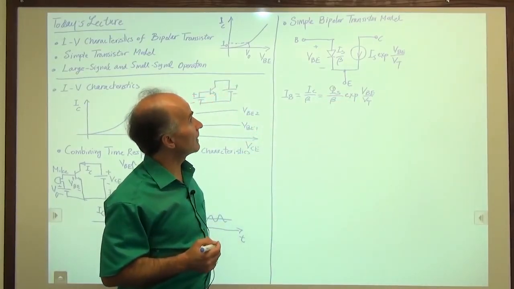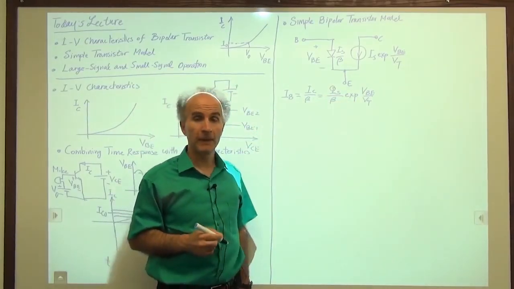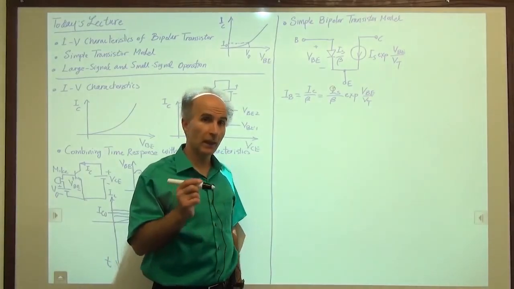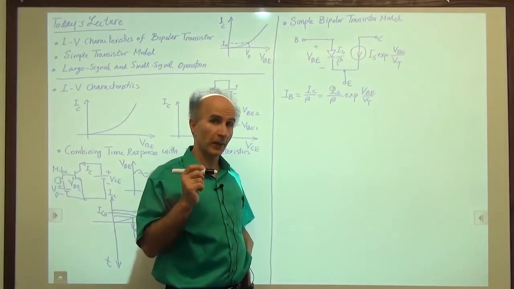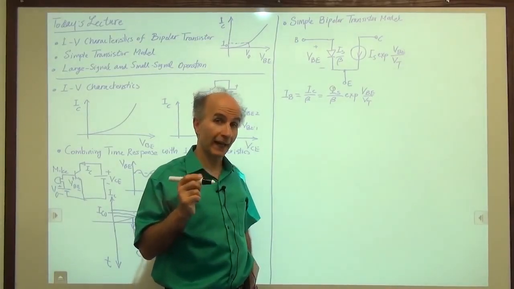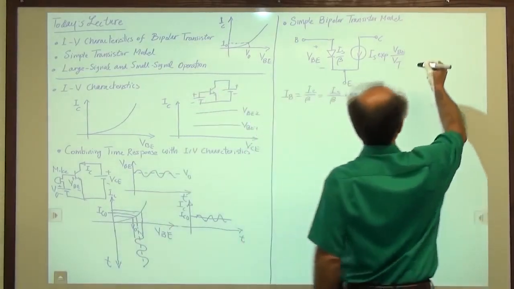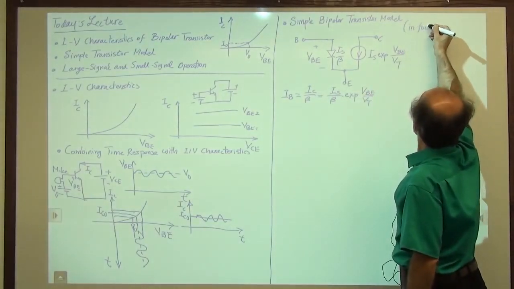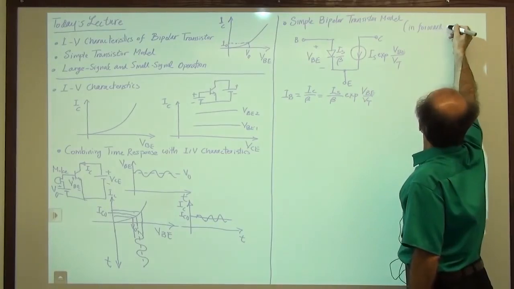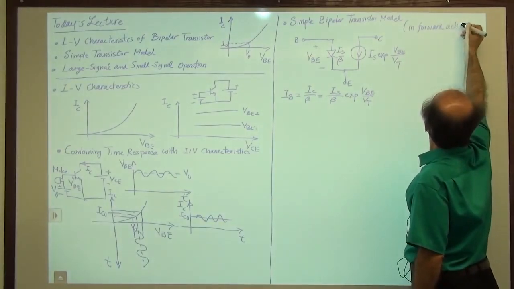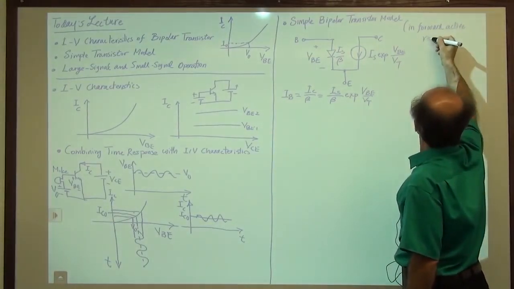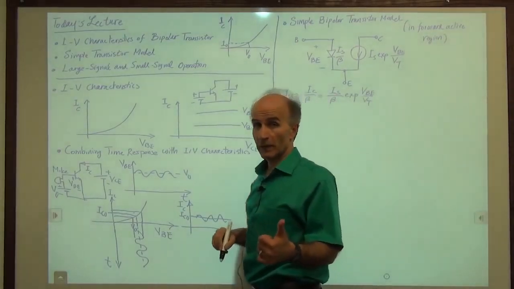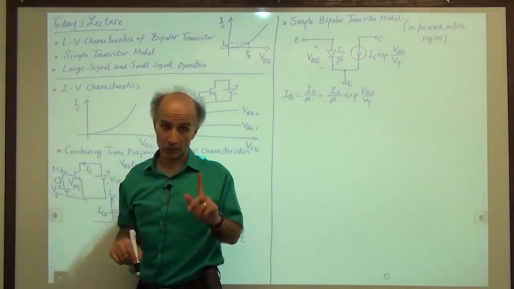All right, so that is a more complete model. I emphasize that this model is true, is valid, only if the device operates in the forward active region. So that's important to remember. In forward active region. And forward active means the base emitter is forward biased, the base collector is not forward biased.